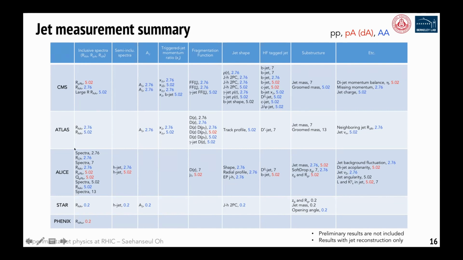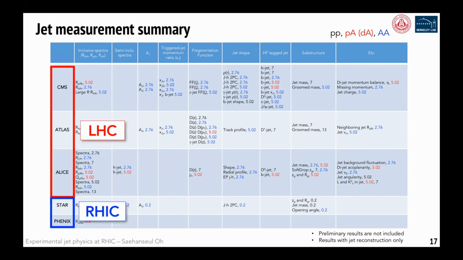Well, I started making this chart when I began my jet analysis, when I started my postdoc, and I've been updating this chart for a while. Anyway, what I wanted to say is the three top columns, which are from LHC, have many publications compared to the last two rows, which are from STAR and PHENIX. So there are many publications from LHC and a relatively small number of publications from RHIC.